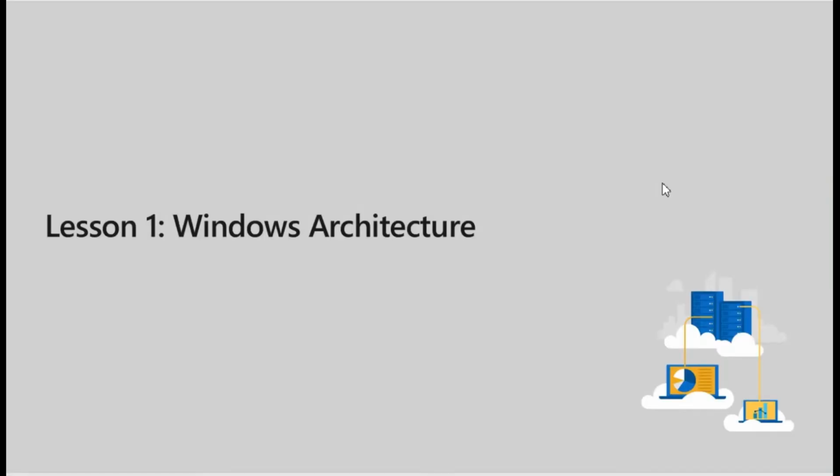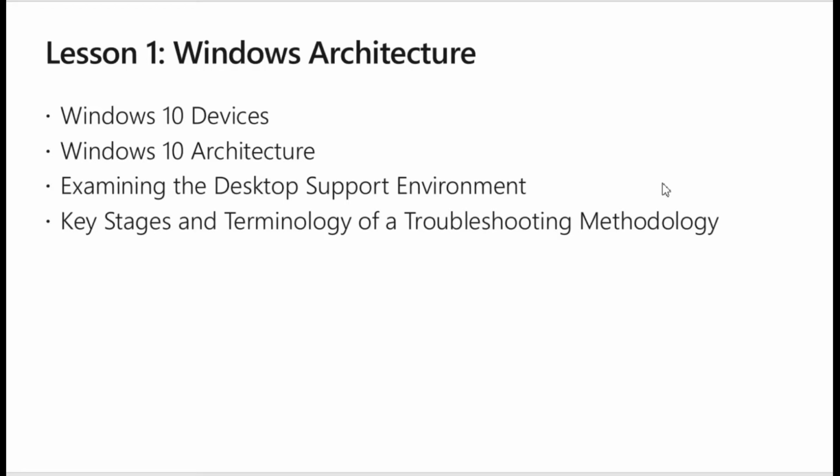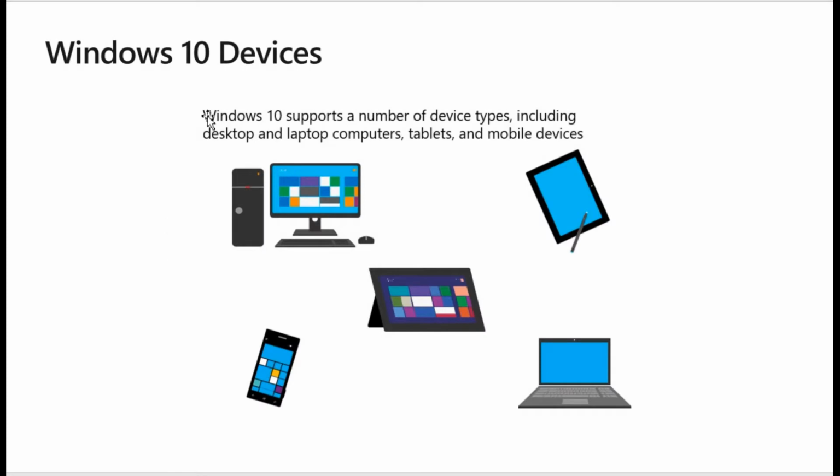The first topic we're going to look at is Windows architectures. We have Windows 10 devices, Windows 10 architectures, examining the desktop support environment, and key stages and terminology of a troubleshooting methodology. So these are the topics we're going to look at. Windows 10 devices: Windows 10 supports a number of device types, including desktop and laptop computers, tablets and mobile devices. So in many different scenarios we are using the Windows 10 operating system.